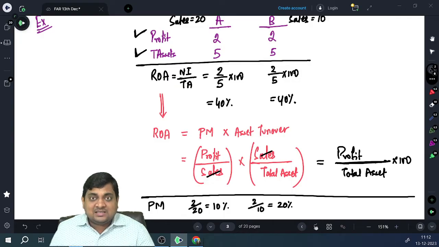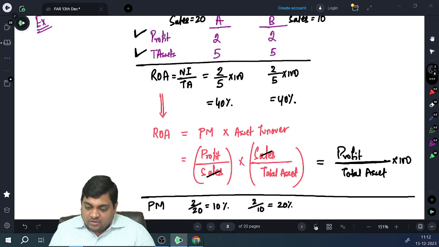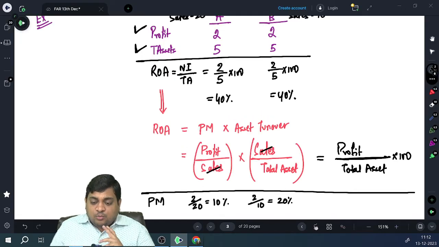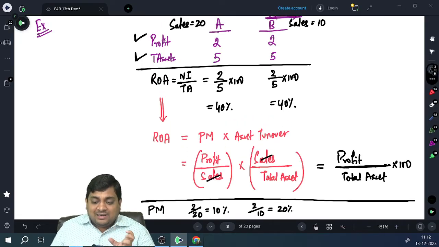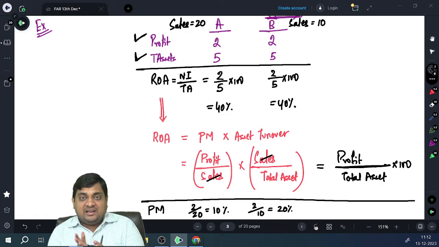This ratio analysis, when I gave the exam, frankly speaking, I got a lot of questions from these ratios, in audit as well as FAR both, right? So if you see profit margin, both companies have the same profit, their total asset is also the same, so they are giving the same return on assets, the same return to the investor. So the investor will be indifferent in investing in A and B, but I need to do some kind of deep dive.